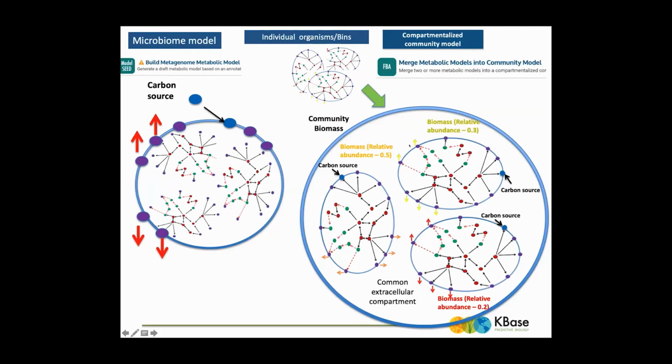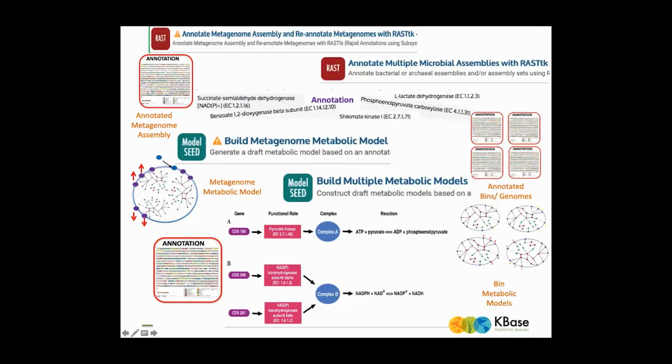However, we are not using this tool in today's workflows, but we do use the metagenome metabolic model construction tool in today's workflows. So we have the metagenome assemblies and also the bin assemblies, and then we identify the functional annotations based on these assemblies using the RAST annotation pipeline. And then we build these metabolic models.